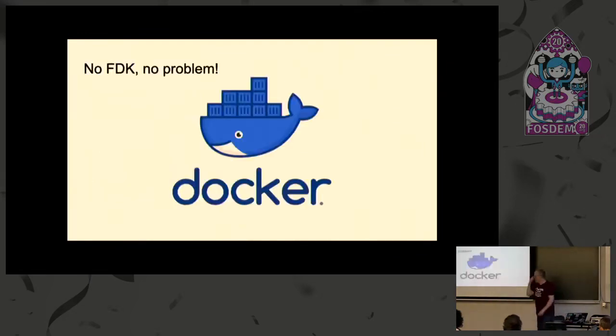If you don't have an FDK, it's not actually a problem because it's Docker-based. If you run fn init in a directory with a Dockerfile in it, it will assume you want to build a function out of that Dockerfile. So you can either bring your own Dockerfile or you can template, sort of bring your own image.